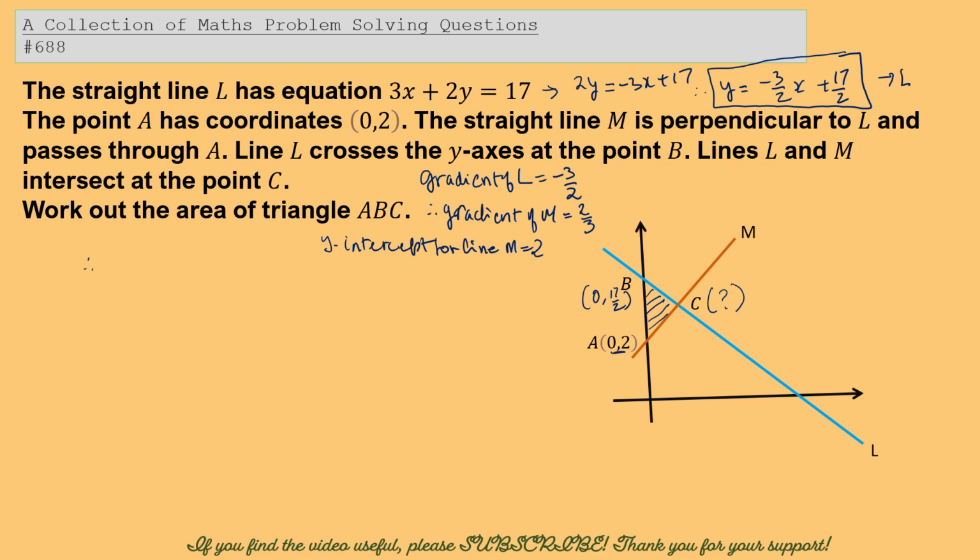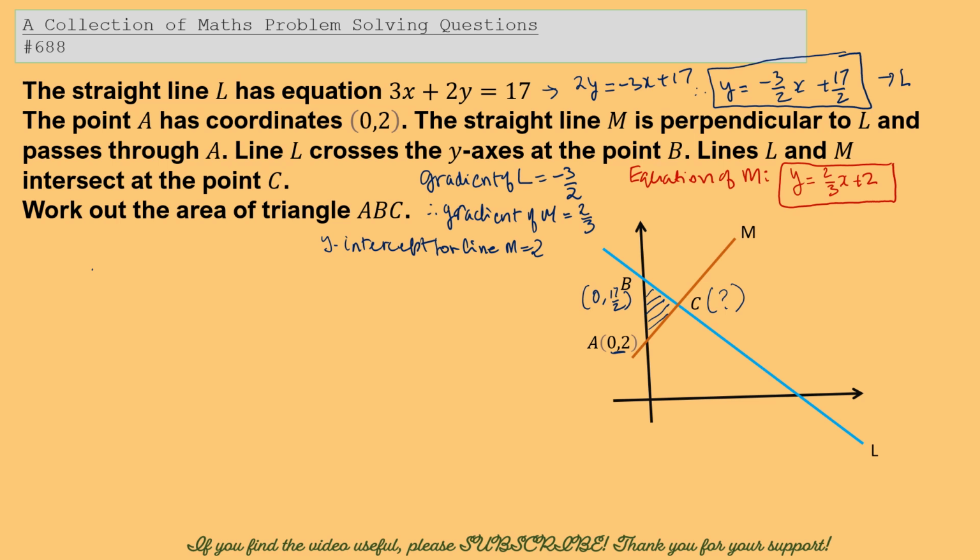Therefore the equation of M can be written as y equals mx plus c, so the gradient is 2 out of 3, y equals 2 out of 3 x plus 2. So this is the equation of the line M.